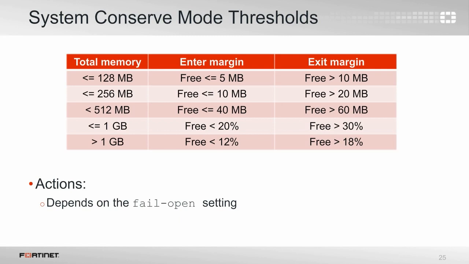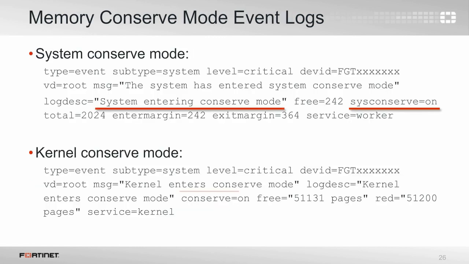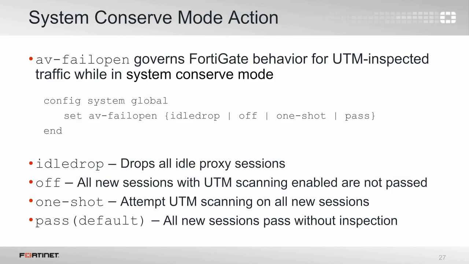Like kernel conserve mode, two different thresholds determine when FortiGate enters and exits system conserve mode. The margins also depend on the total amount of overall memory. This slide shows the entries that are generated in the event logs when a FortiGate enters kernel and system conserve modes. AV fail open is the CLI setting that controls FortiGate's behavior while it is in system conserve mode.